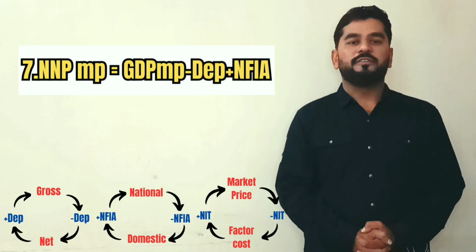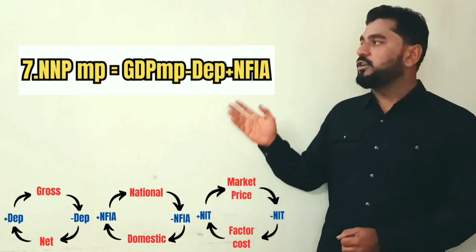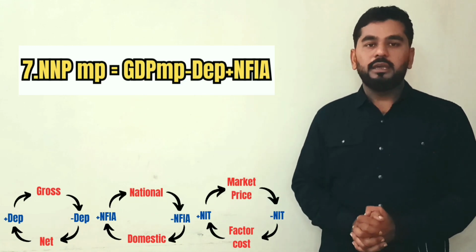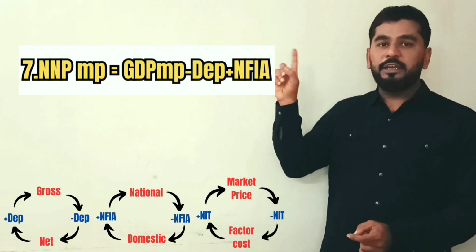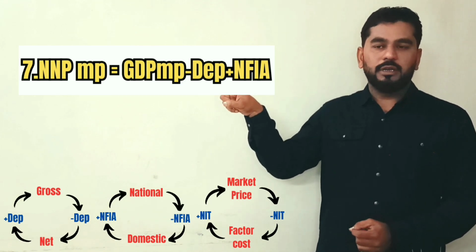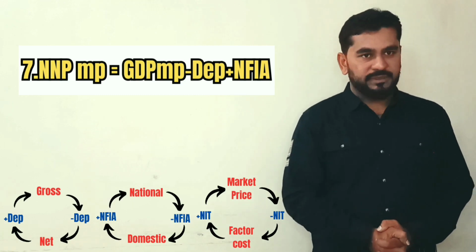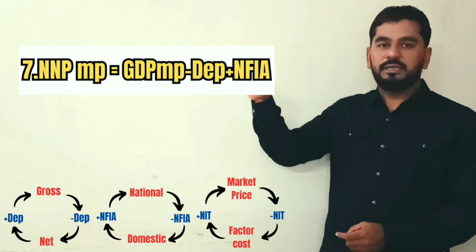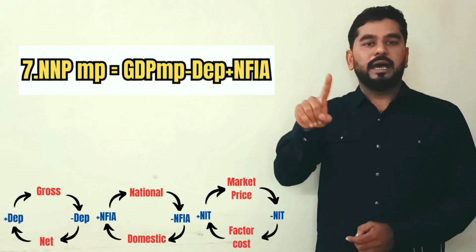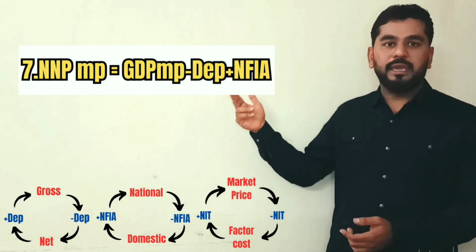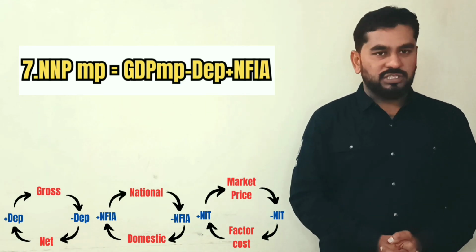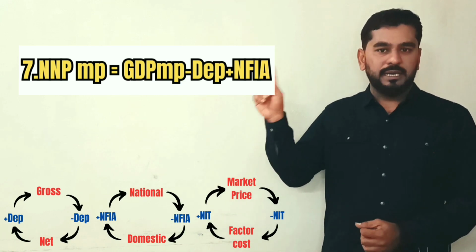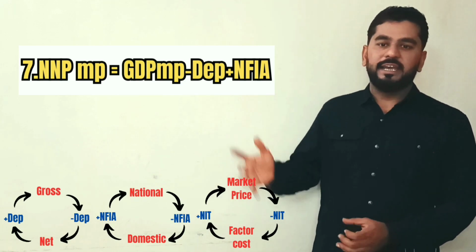To derive the formula of net national product at market price, again I'll take into account GDP-MP. Now I have to compare from GDP-MP to NNP-MP. G to N, I need to go from gross to net. So first, minus depreciation. Second, domestic to national. To move from domestic to national, I have to add NFIA. So this is the formula to find net national product at market price: GDP-MP minus depreciation plus NFIA.